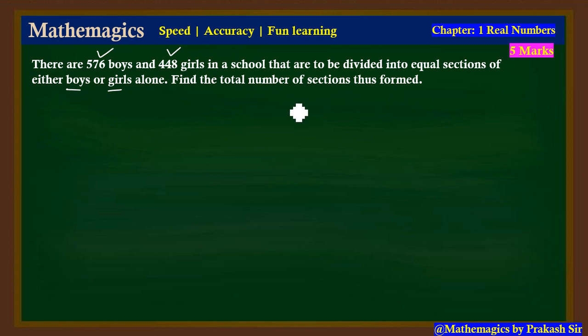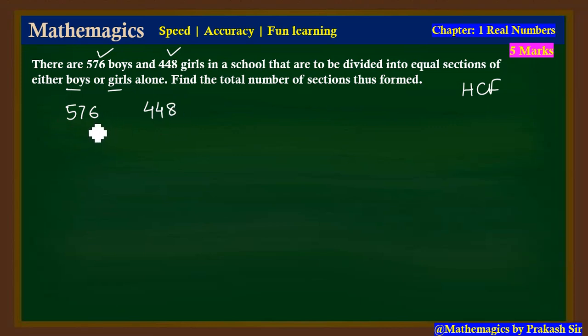So here, according to the sense of the question, it is asking us to find the HCF. I hope, dear friends, you are understanding, because the question is asking that if more students sit in a section, then it can be perfect and we can calculate the number of sections. Obviously, so let us start. The two numbers are 576 and 448. So it's time to find the factorization of them.